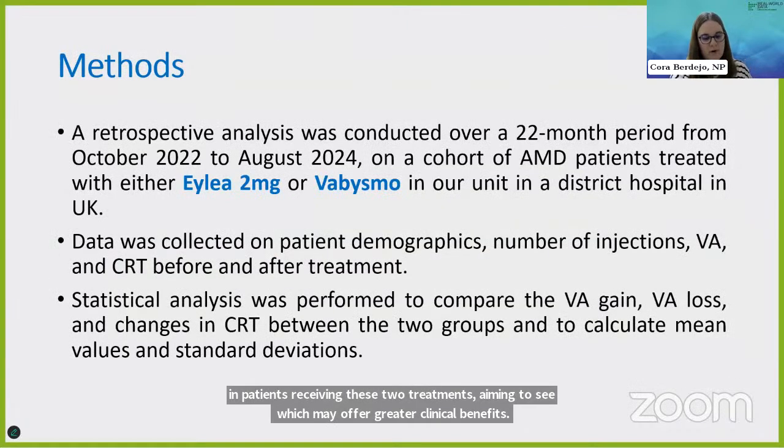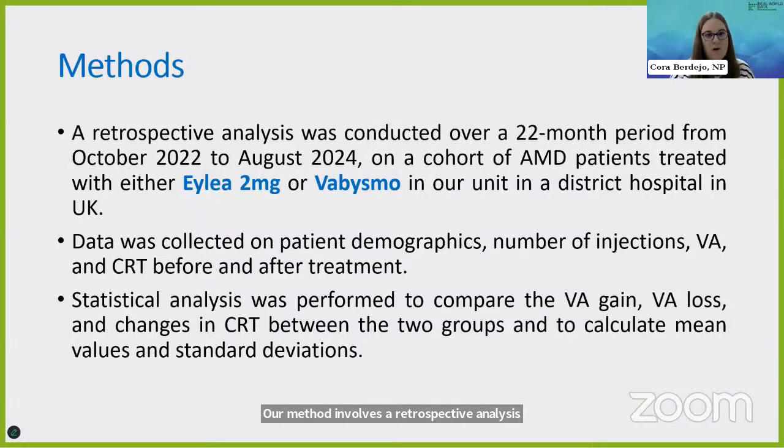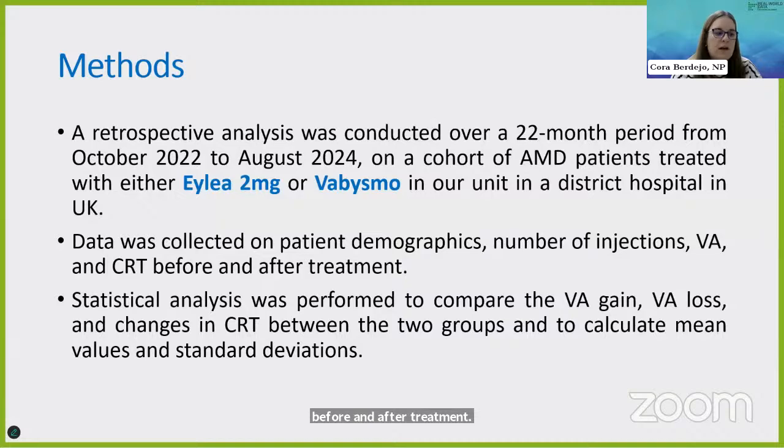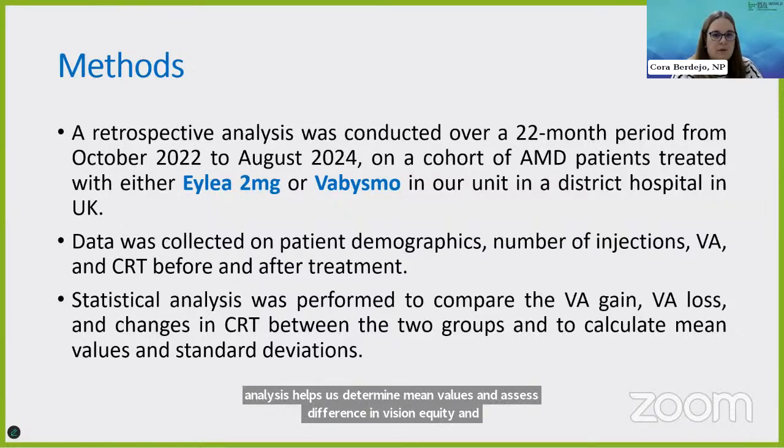Our method involved a retrospective analysis over 22 months, examining a cohort of patients who received either Eylea 2 milligrams or Vabysmo injections. We collected data on patient demographics, the number of injections, as well as visual acuity and central retinal thickness measurements before and after treatment. Statistical analysis helped us determine mean values and assess differences in visual acuity and central retinal thickness outcomes between these two groups.